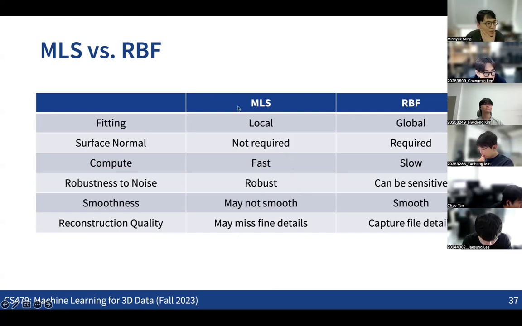But the good thing about the moving least squares is that it will be way faster. So if the computation time is very important for some applications, taking the moving least squares might be a better option than the radial basis function.